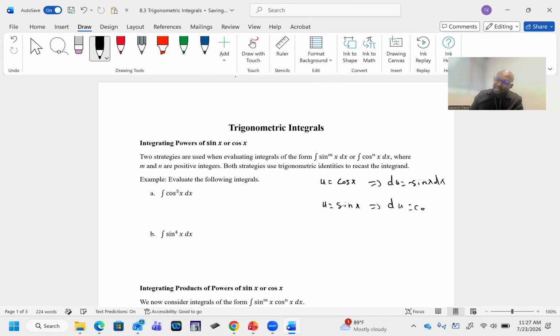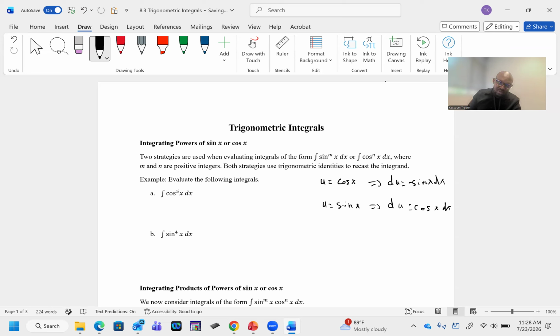Cosine x dx. So that is why whenever you are evaluating powers of sines or cosines, we will be using identities to break it down. Once we find the derivative, we can directly substitute. Okay, so that's the point.